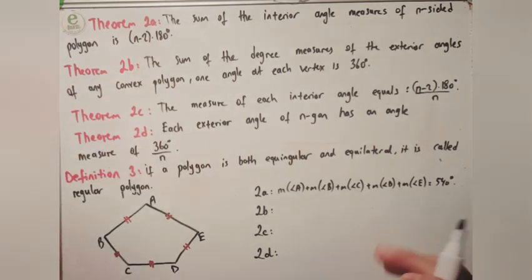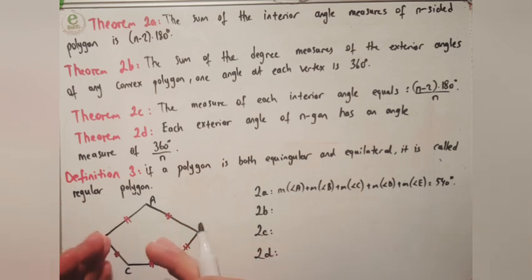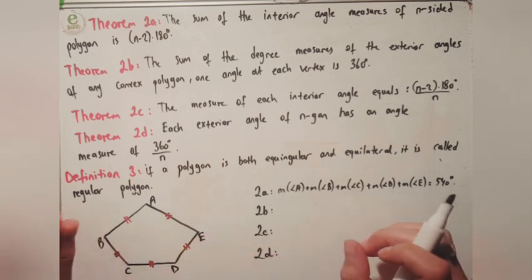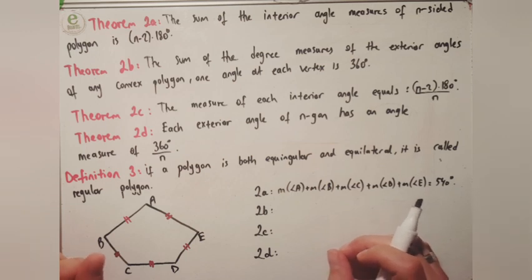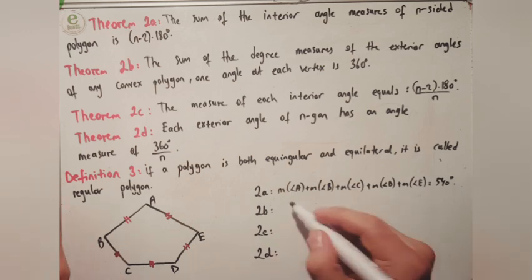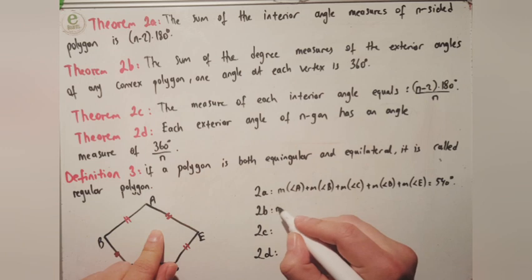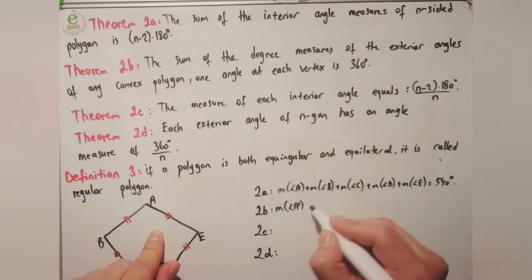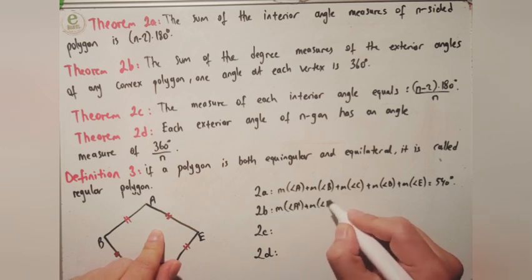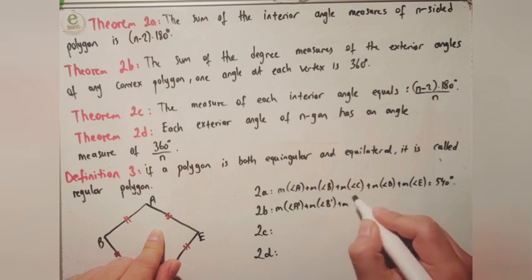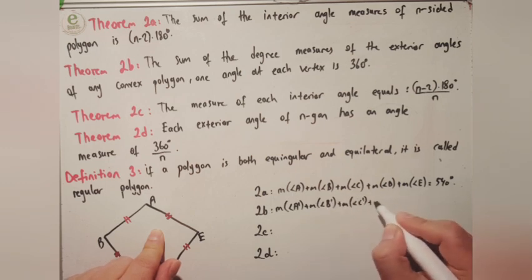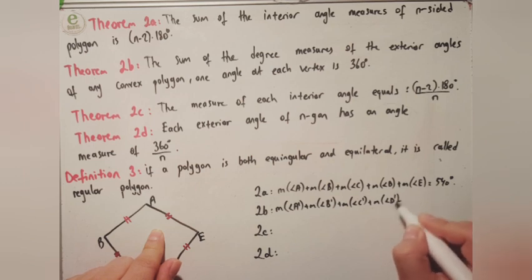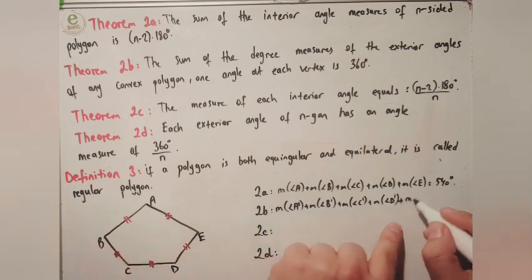Yes. For the second, the sum of the degree measures of the exterior angles of any convex polygon. This is a convex polygon. So the sum of the exterior measures of a polygon will always be 360 degrees. So we can say the measure of the supplement of A, the supplement of B, the supplement of C, the supplement of D, the supplement of E is equal to 360 degrees.